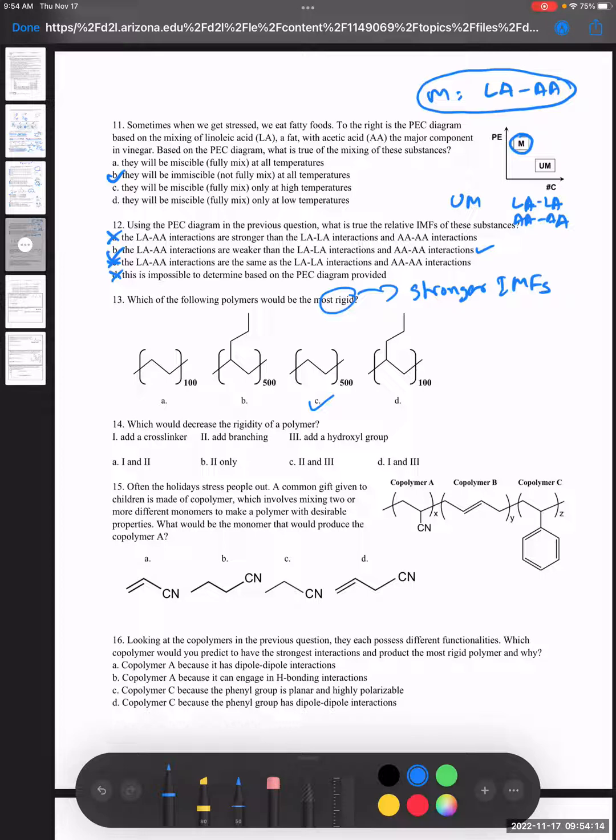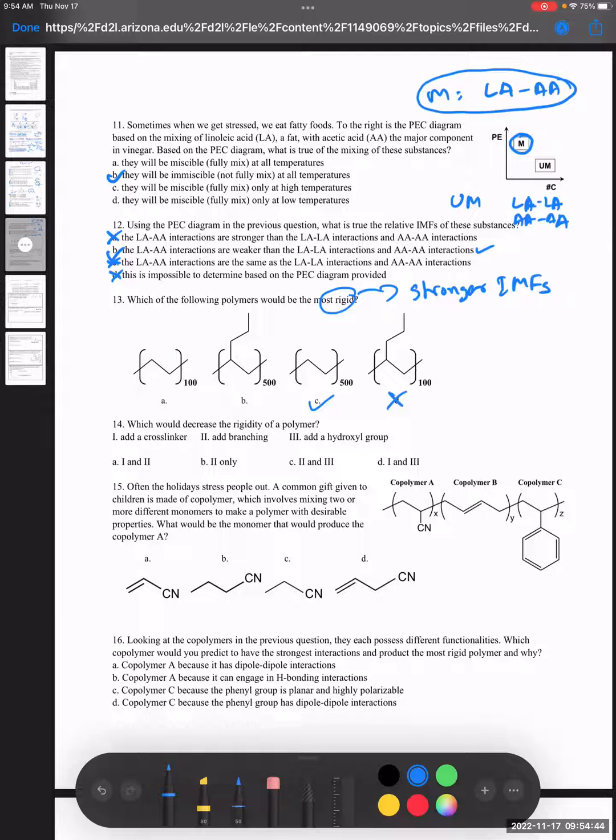So then I'm also going to eliminate option D. Option D should have the weakest, because on top of having a shorter chain, it has branching as well, which is going to act as barriers for the molecules to come close to each other. As a result, it's going to have lesser surface area of contact. Therefore, it's going to have weaker intermolecular forces.